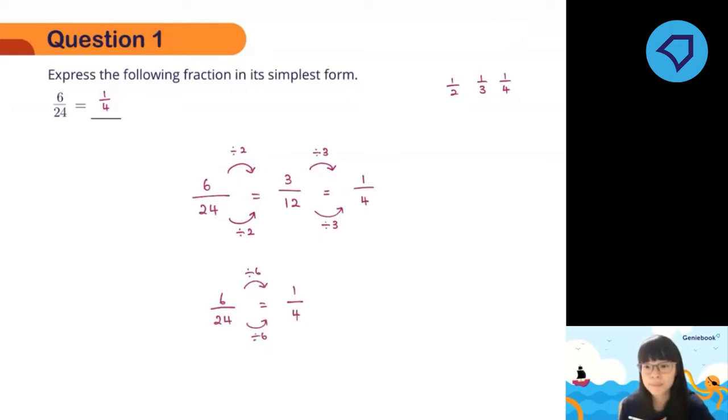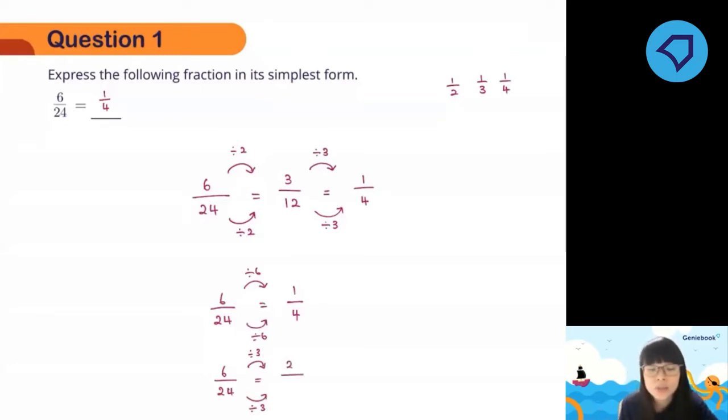If you're not very sure, if you're not very good in your multiplication table, like I mentioned, start small. If I want to divide by 3, can you do that? Let's try. 6 over 24, we're going to divide by 3, because 6 appears in your 3 timetable, and 24 also appears in your 3 timetable, right? What do you get? 6 divided by 3 is equal to 2.